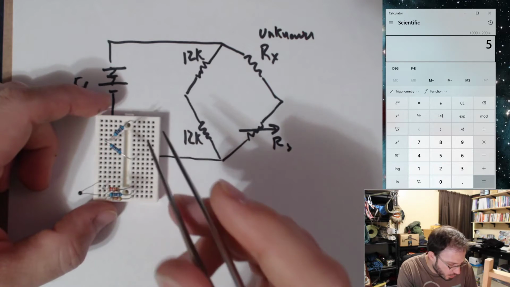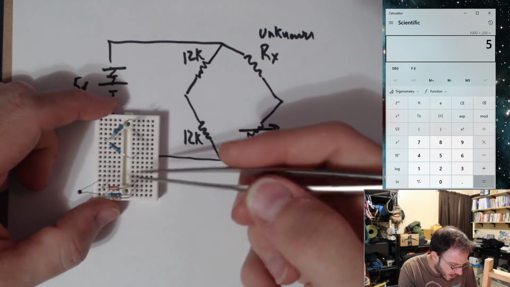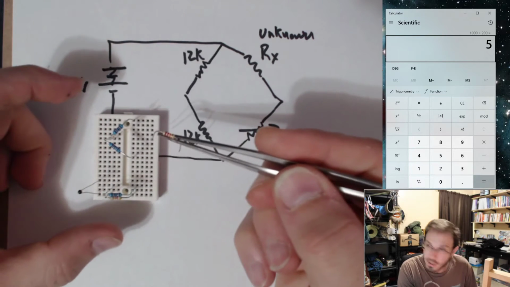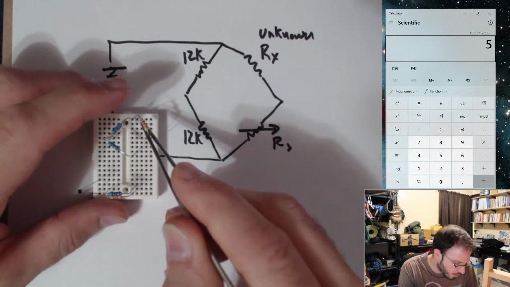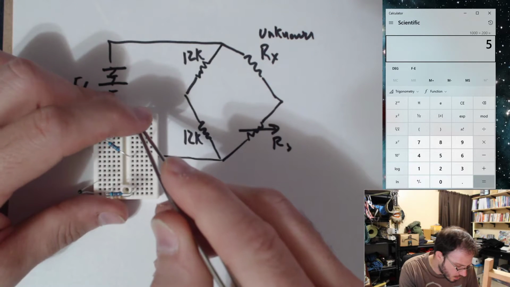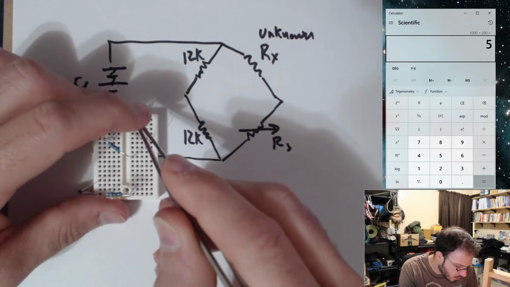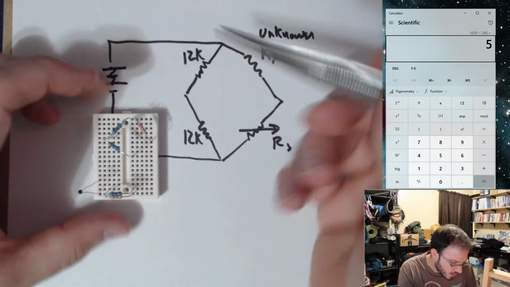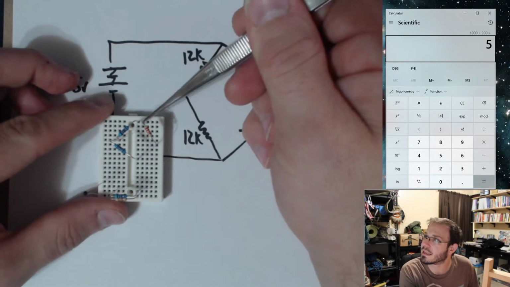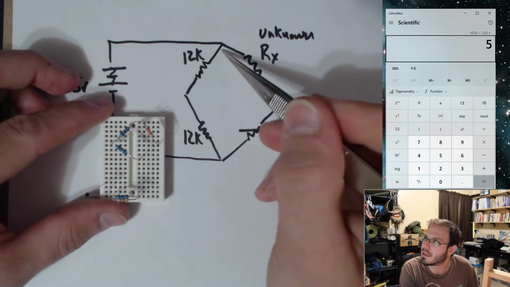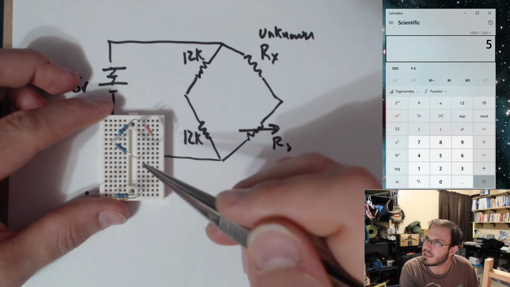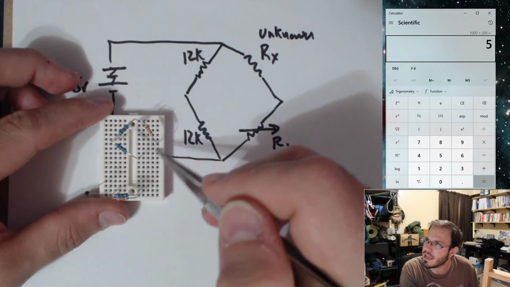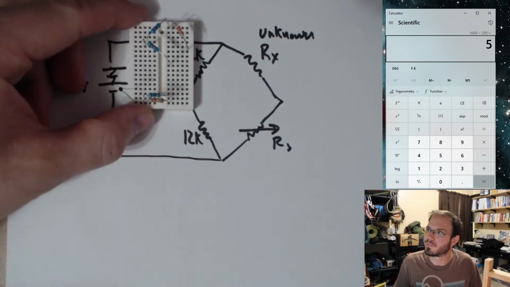Now, for my unknown resistor, I'm going to just pick one of these resistors, and I'm going to put it into the breadboard such that one side is connected to the top, this point right here. I have my 12K, my other 12K is connected to it. And over here is where I'm going to connect up my resistance standard.